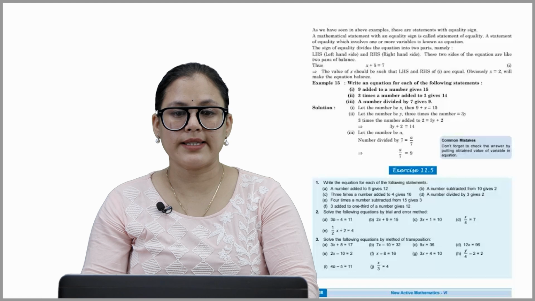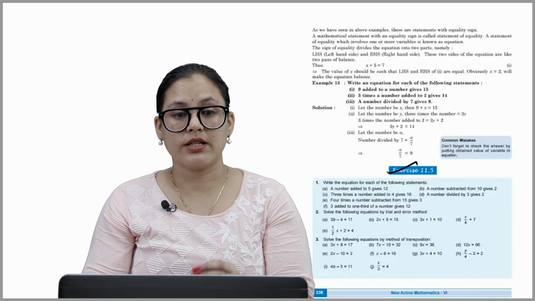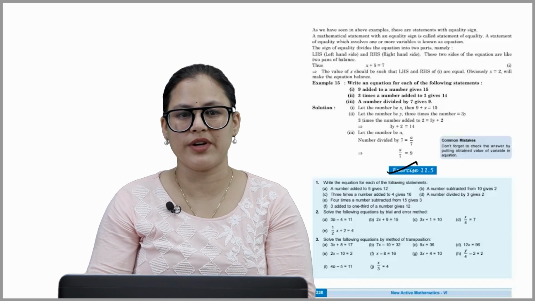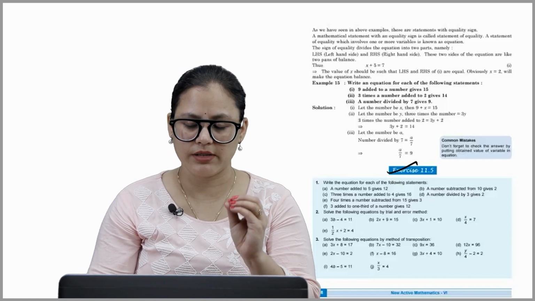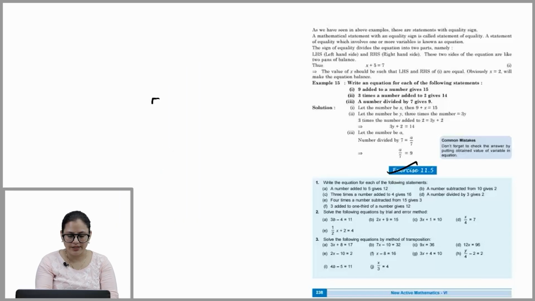Let's do exercise 11.5, number 1. Write the equation for each of the following statements. A: A number added to 5 gives 12. Let the number be x, y, z or a, b, c. A number added to 5 is equal to 12. Okay, this is the first part.